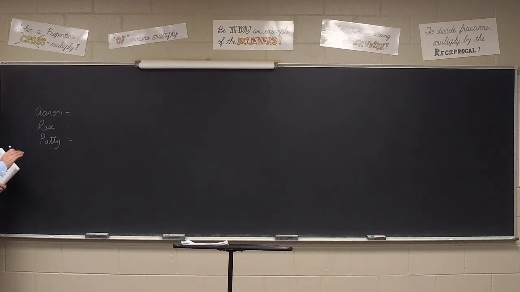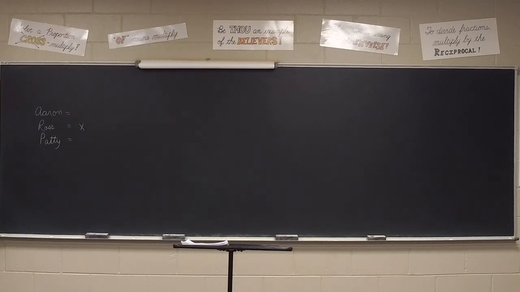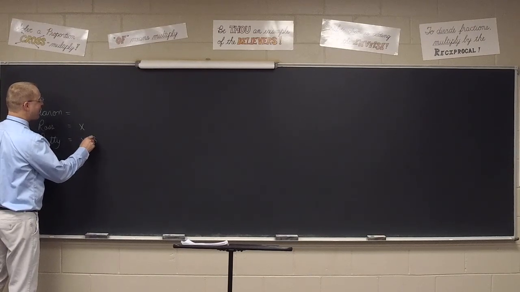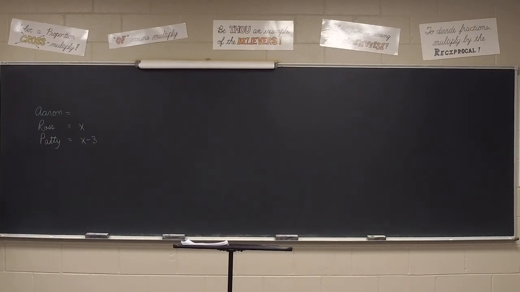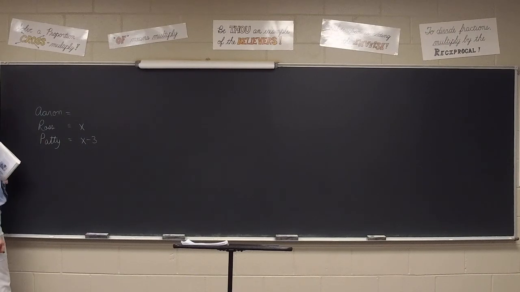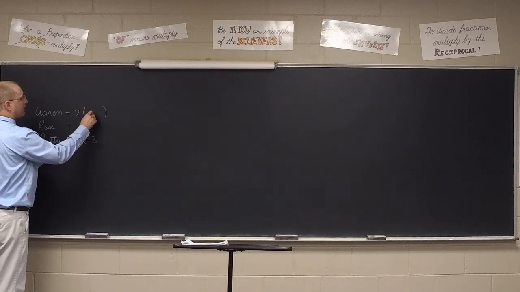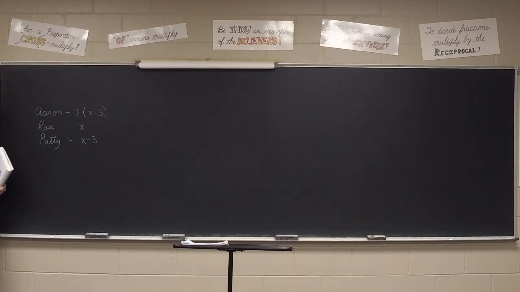Which makes Ross, in my mind, your best bet for x. Now, you could solve it with Patty as your x, but probably Ross as your x. How should we represent Patty if he caught 3 fewer than Ross, class? x minus 3. And then back to Aaron, since Aaron caught twice as many as Patrick, and we said Patrick is x minus 3, how do we represent Aaron? 2x minus 3? 2 times the quantity, x minus 3.